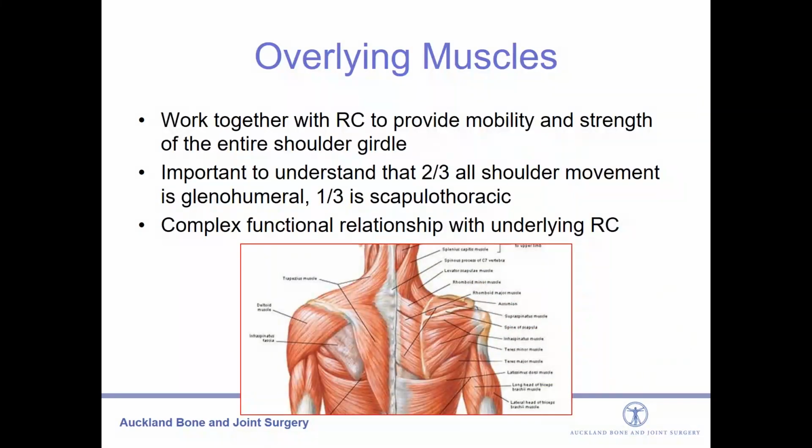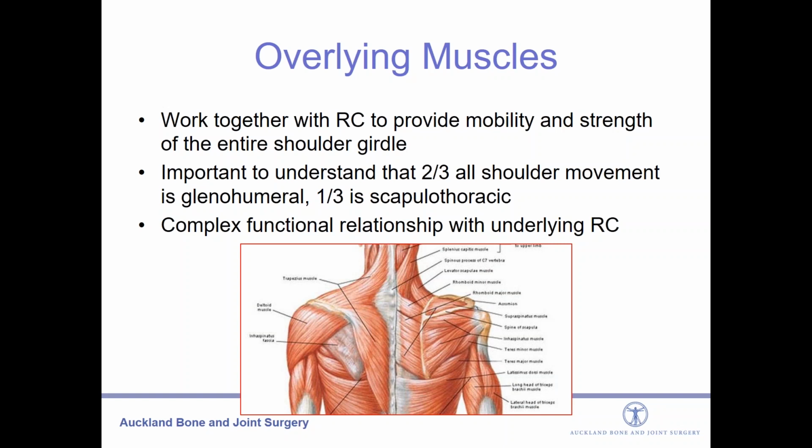And then everything, of course, is surrounded by the big overlying muscles, and that makes it even more complex because you don't even see or really feel the rotator cuff, so it's hard to get a good idea of function of that when you've got these other bigger muscles around the shoulder. And I think it's important not to forget too that when we think of shoulder movement, it's not just the glenohumeral joint. Two-thirds of shoulder movement comes from the ball and socket, but one-third is the shoulder blade moving on the chest wall.